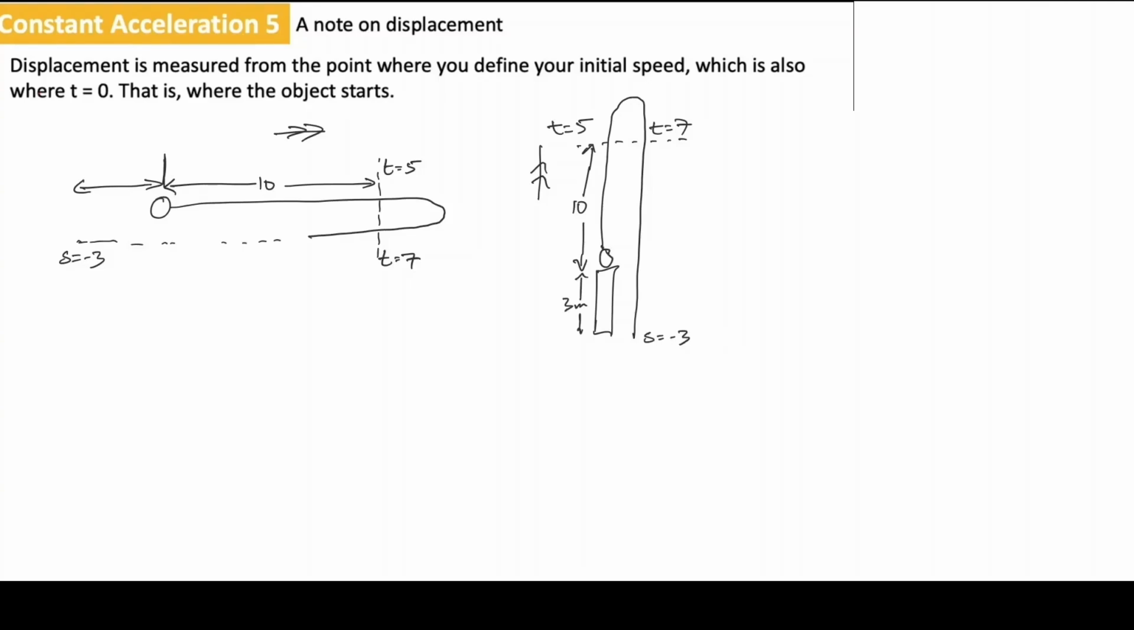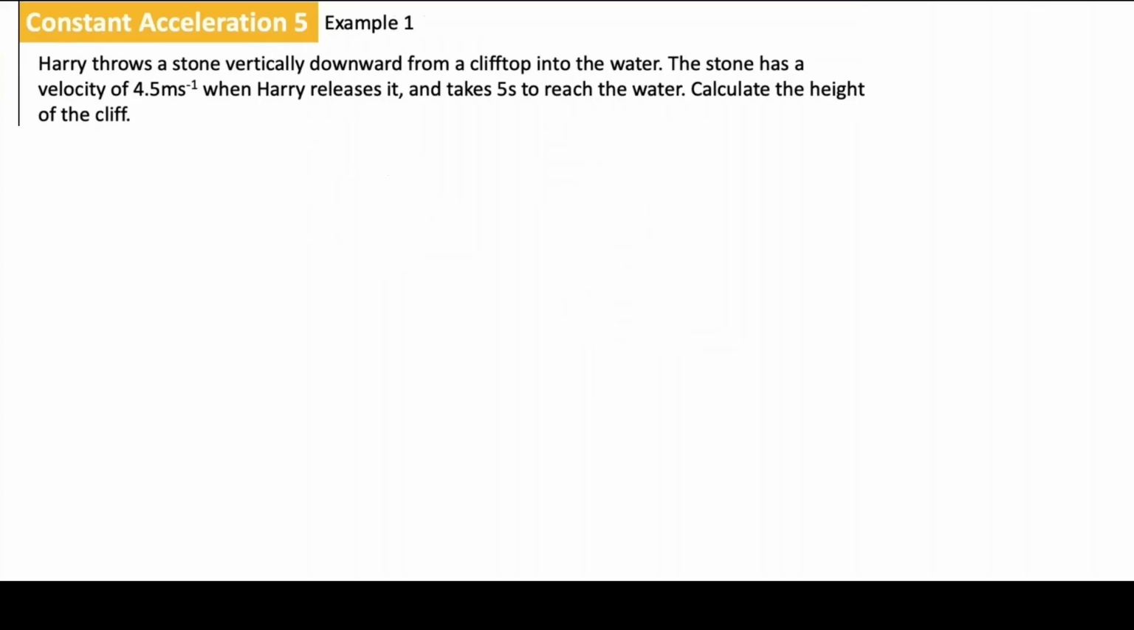The direction arrow, once again, informs us quite specifically what parity or sign we should choose to go with our variables. Now, in this first example, we're told that Harry throws a stone vertically downwards from a cliff top into the water. The stone has a velocity of 4.5 meters per second when Harry releases it and takes 5 seconds to reach the water. Can we calculate the height of the cliff?